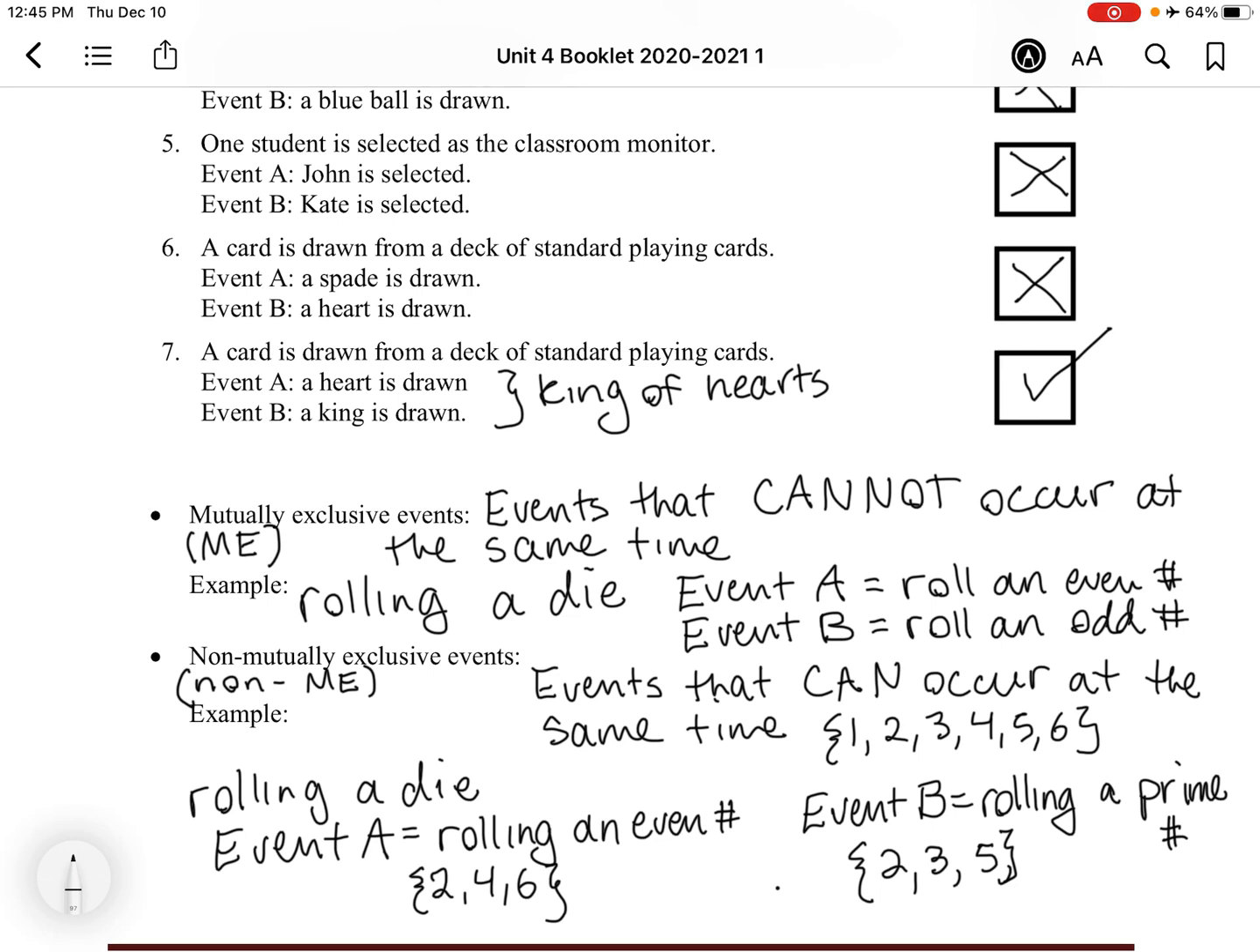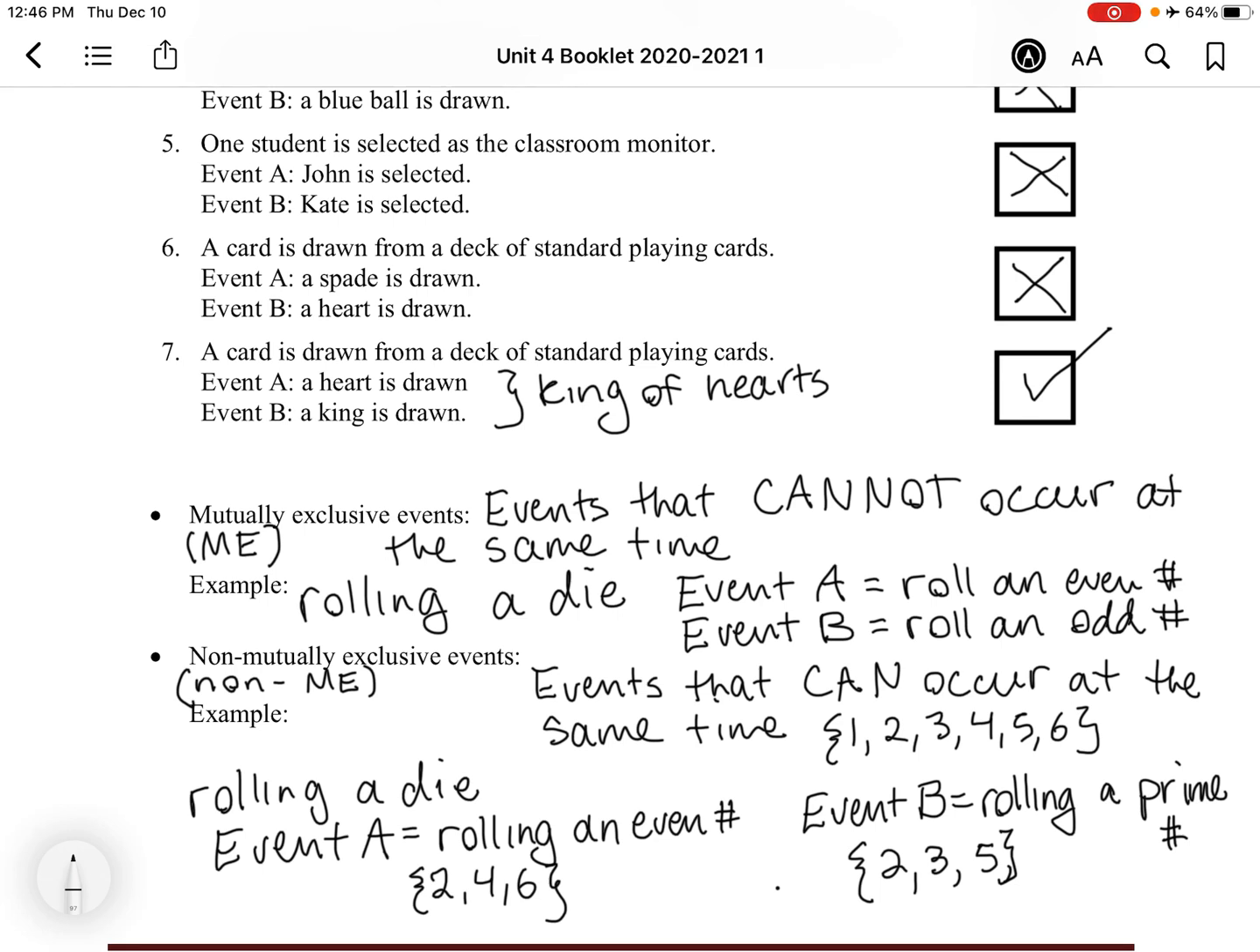Now, the outcome of 2 actually satisfies both event A and event B. So if you were to roll the number 2, then that's actually favorable to both events, meaning that event A and event B are not mutually exclusive.